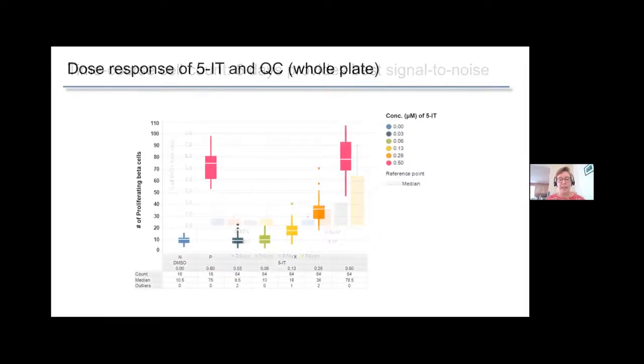And we had a nice dose response. This is 5IT, where we've tested down to 30 nanomolar, but all the way up to 500 nanomolar. And we see this nice increase in response. These are just the controls on the edge of the plate containing 0 or 0.5 micromolar of 5IT.